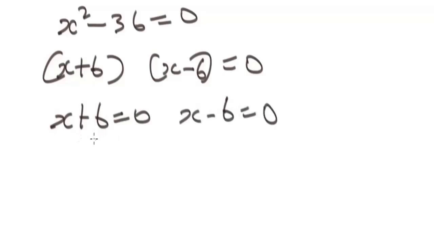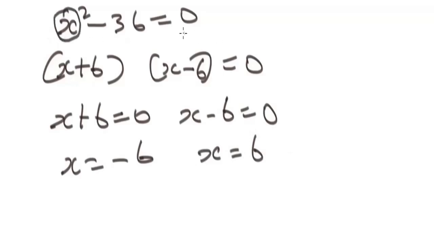So you make x the subject to get the value of x. So you have x equals negative 6 and x equals 6. So when you plug in negative 6 and 6 here respectively and do the math, you're going to have 0. So that's it for this problem. Let's look at another problem.